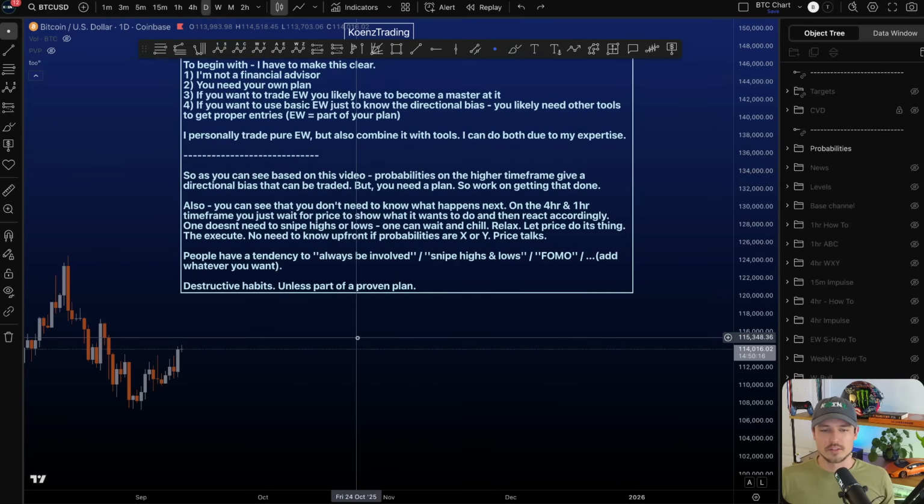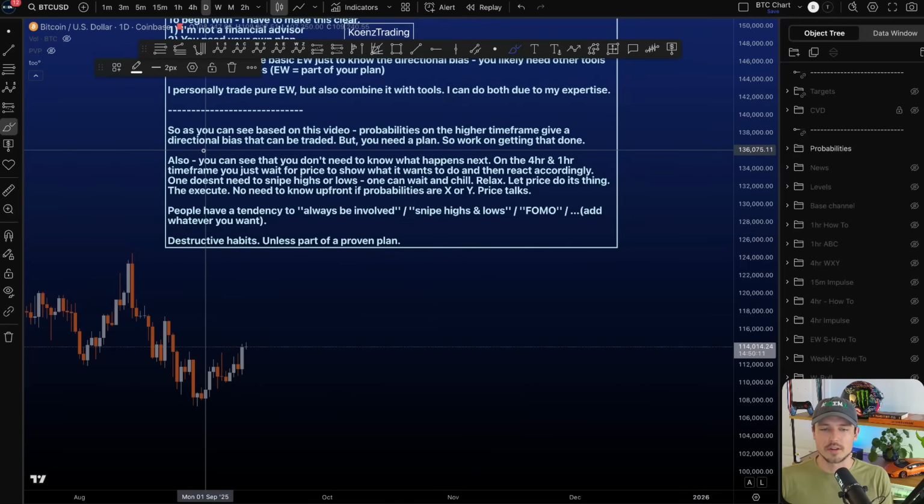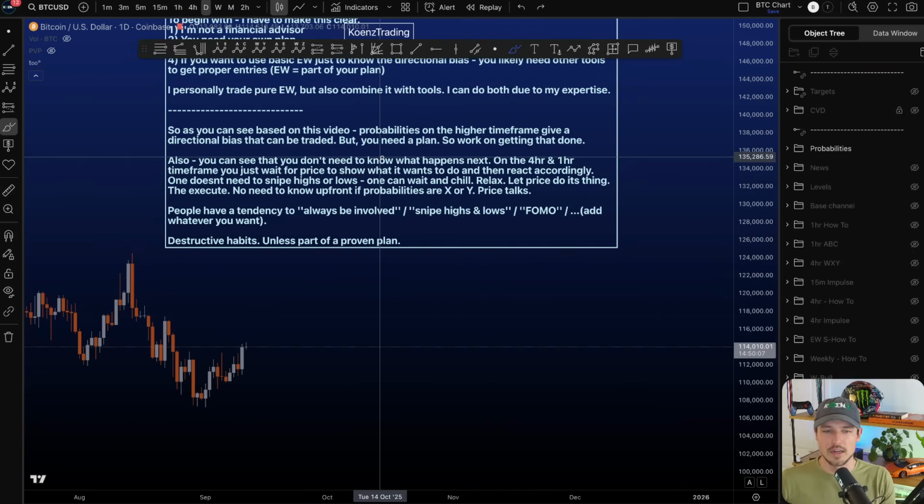So as you can see, based on this video, probabilities on a higher time frame give a directional bias that can be traded upside, but you need a plan, so work on getting that done.